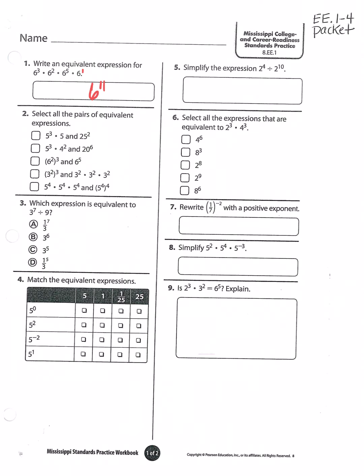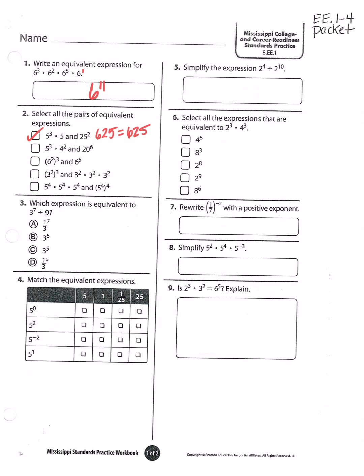Number 2, select all the pairs of equivalent expressions. So what we want to do is take each one and see if they're equal. I'll take the very first one, 5 to the 3rd times 5, and if you punch that in your calculator, I got 625. And if I type in 25 squared, I need to see if I get the same thing. And 25 squared is also 625. So they are definitely equal, so I would mark the first one.